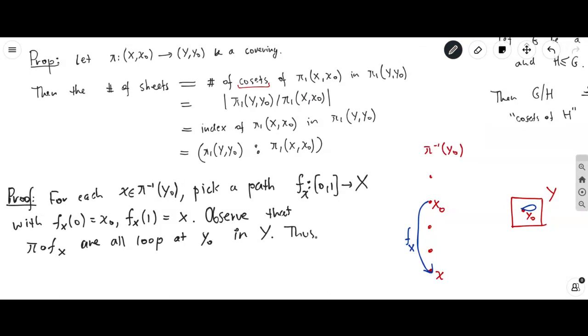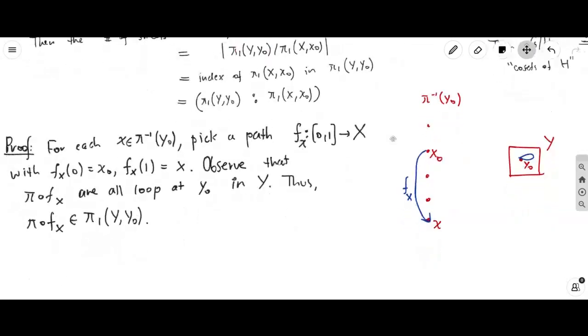So thus, pi composed fx, they're all elements of the fundamental group of y at y0, because the fundamental group, by definition, is loops at y0. Technically homotopy classes, but I do not want to keep saying path homotopy classes.